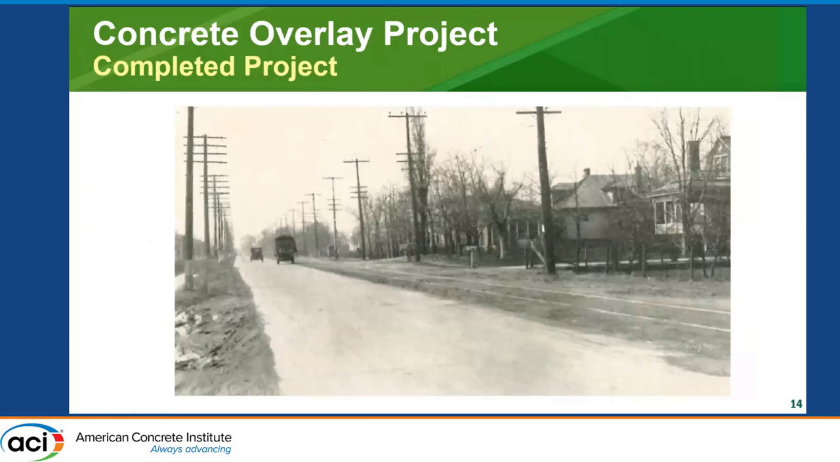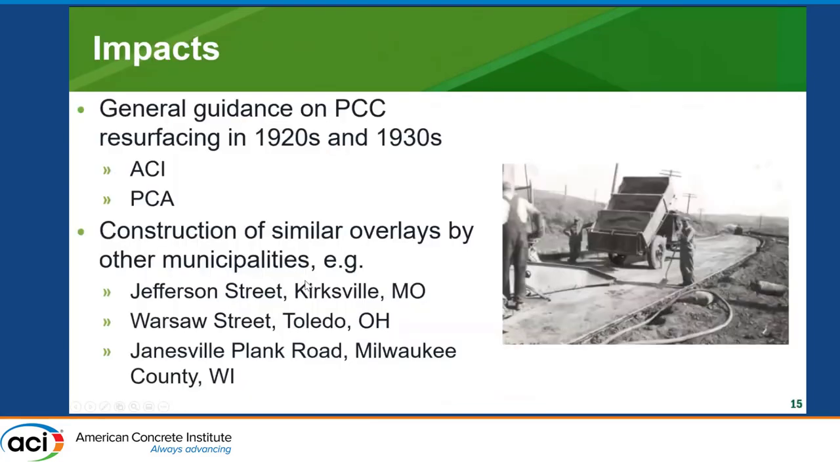And then this is the best photo that I could find of the completed project. I apologize, it's not that clear, but if you look closely, you can make out some of the 40-foot slabs, and some of the transverse expansion joints there. And you can see the trolley car tracks in the background as well. So this was what the project looked like shortly after it was constructed.